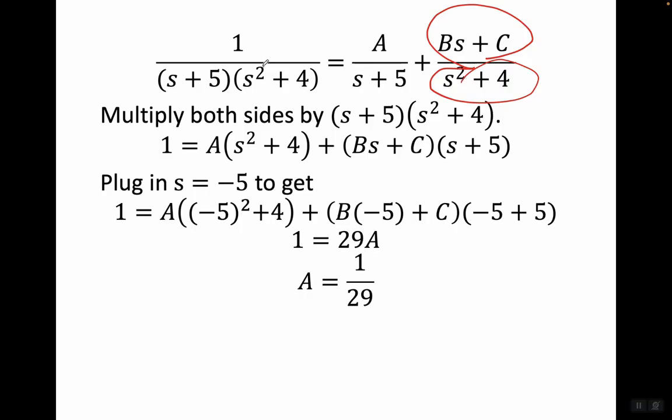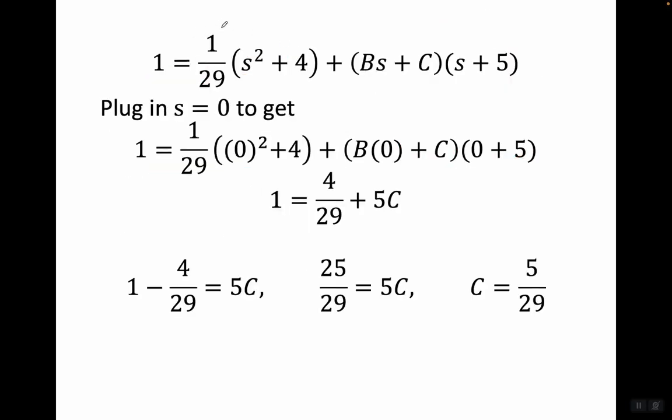Let's multiply both sides by this denominator, and we end up with 1 equals a times (s squared plus 4) plus (bs plus c) times (s plus 5). Plug in s equals negative 5. Why am I doing that? If we're going to solve for a, b, and c, we recognize that this formula is going to be true for all values of s. So let's plug in strategic values of s. If you plug in s equals negative 5, this term goes to 0. That's strategic. So we get 1 equals a times (negative 5 squared plus 4) plus b times negative 5 plus c times 0. In other words, we end up with 1 equals 29a, or a equals 1/29th.